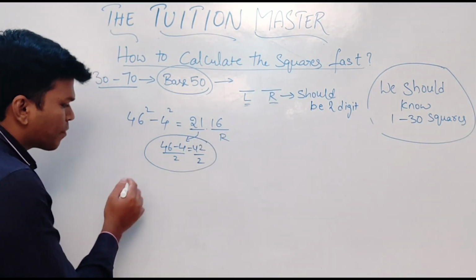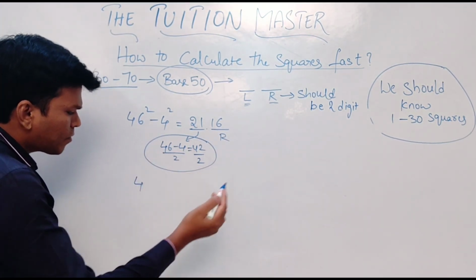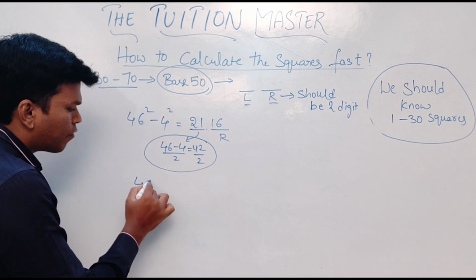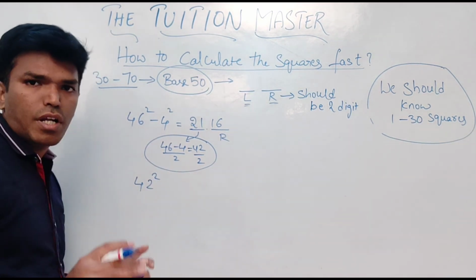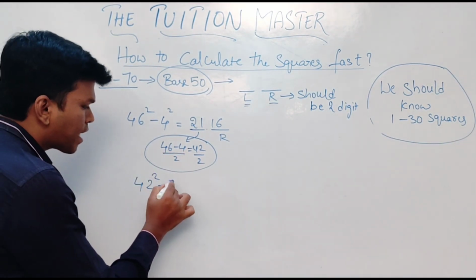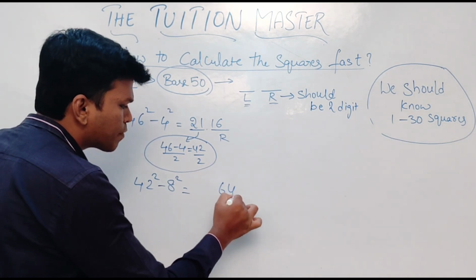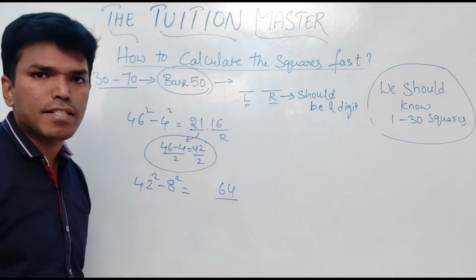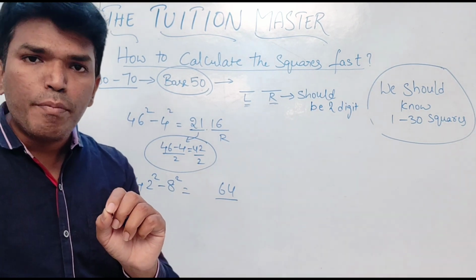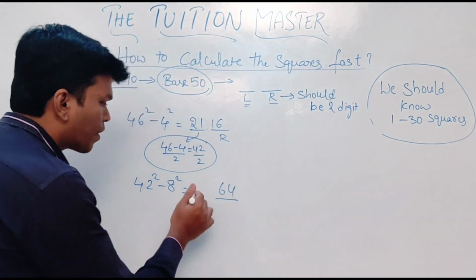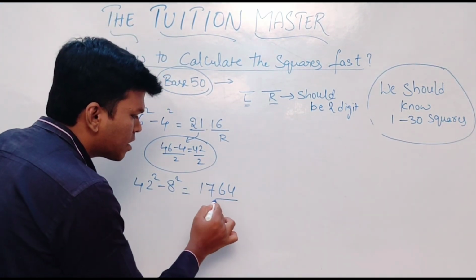Now one more example. Suppose I want to calculate 42 square. Now you tell me, 42 is how much less? 8 less. So 8 square is 64. That is my right side part. 42 minus 8 is 34. 34, make it a half, 17. So my answer is 1764.